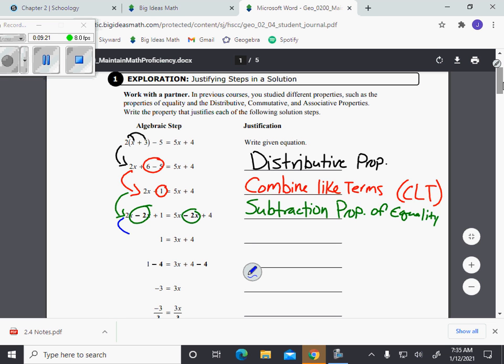From that step here, what do we do? All we did was simplify, right? All they did was simplify. Okay, nothing really changed. We just took the 2x away from both.